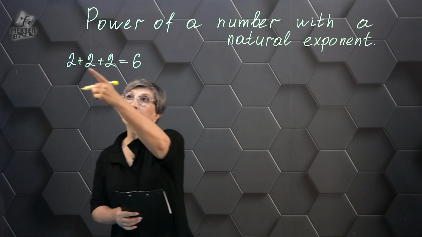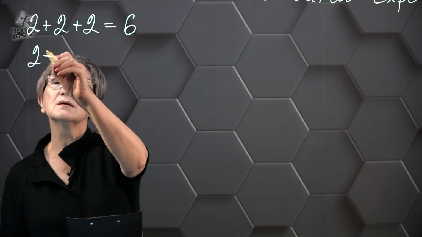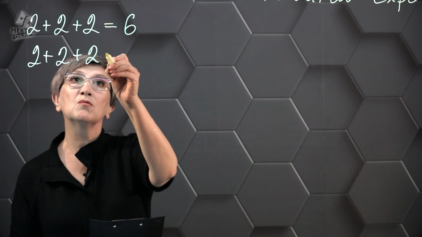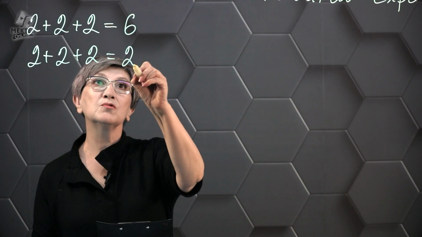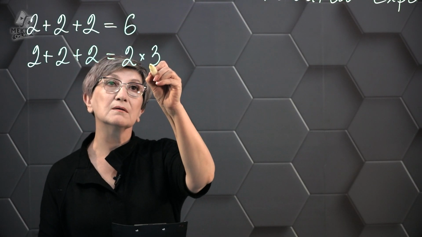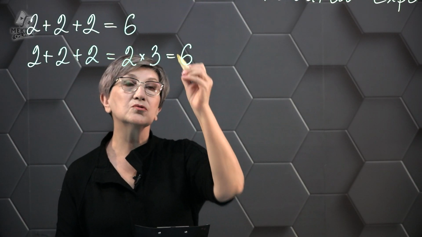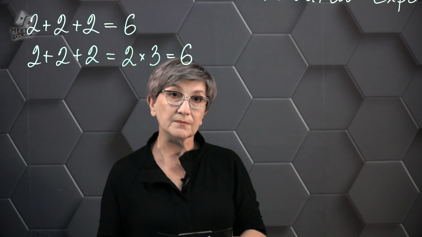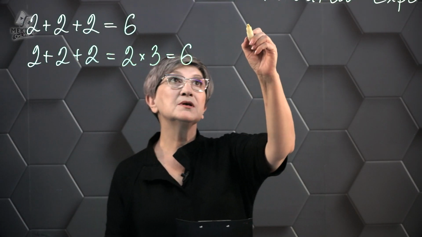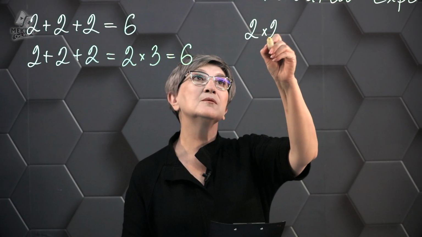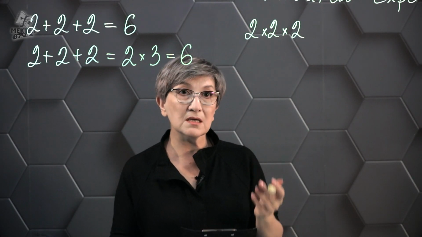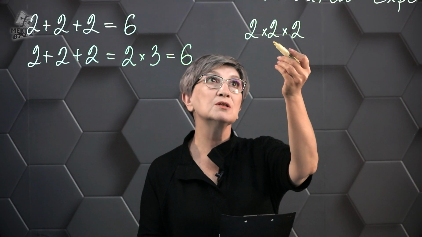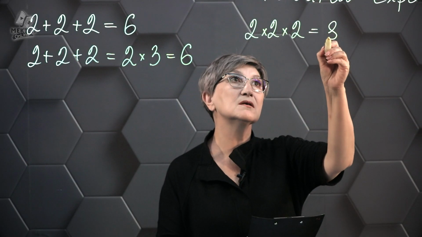But that's a different way. I can represent it in a different way. I can write that I can multiply 2 times 3. And the result is the same, the answer is 6. But if I need to multiply identical numbers, I can do that too, and 2 times 2 times 2 results in the same answer of 8.